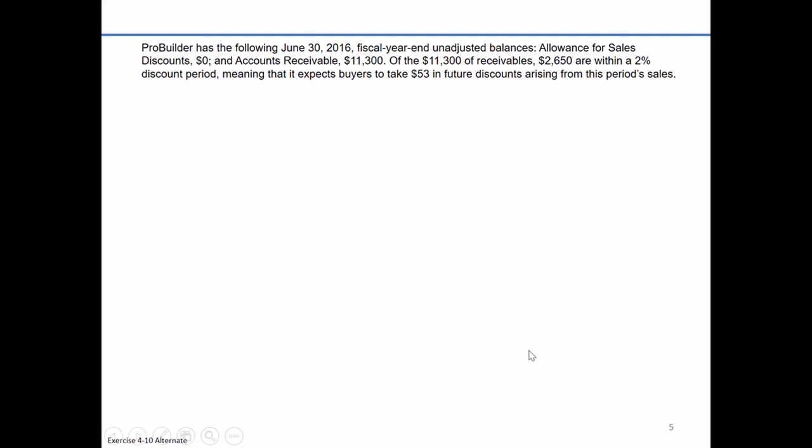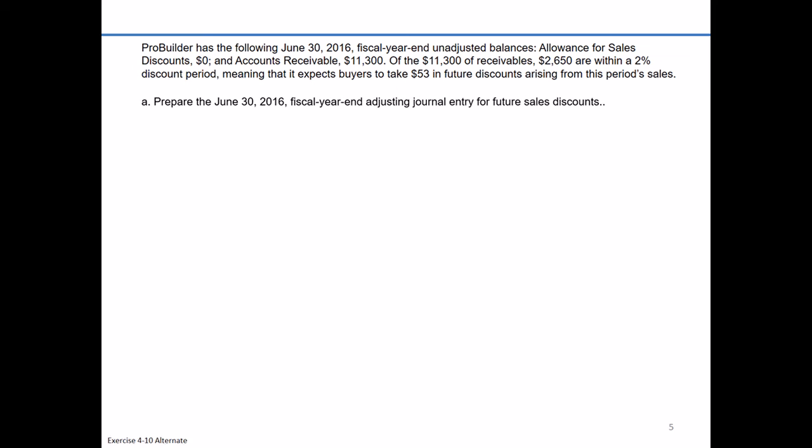So we're going to prepare an adjusting entry for ProBuilder at their fiscal year ending June 30th, 2016. Currently, they have a balance in allowance for sales discounts of $0 and an accounts receivable balance of $11,300. Now, allowance for sales discounts is a new account to us in this particular chapter, and it's utilized within this adjustment process. It's actually a contra asset account. In particular, it's a contra accounts receivable account.